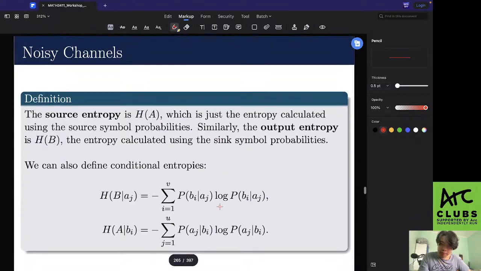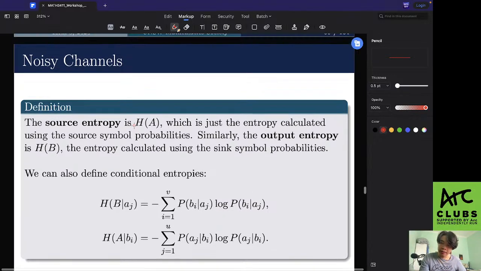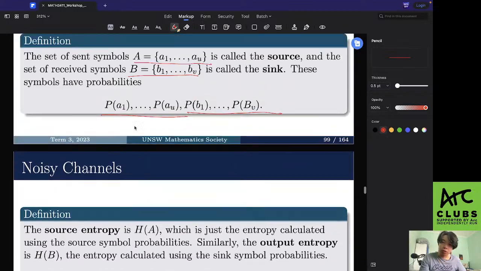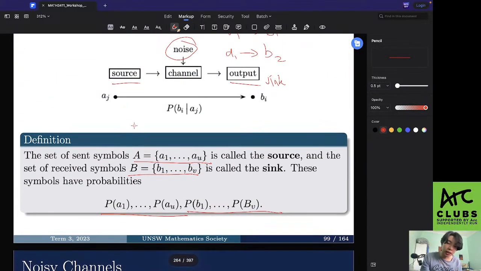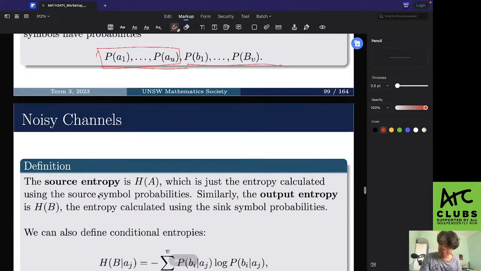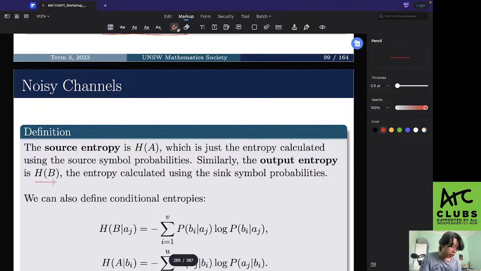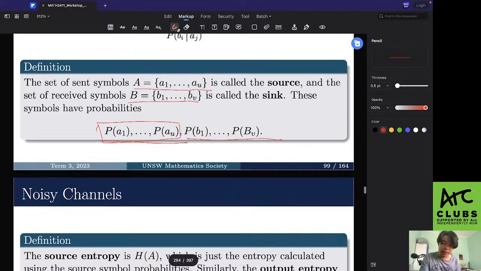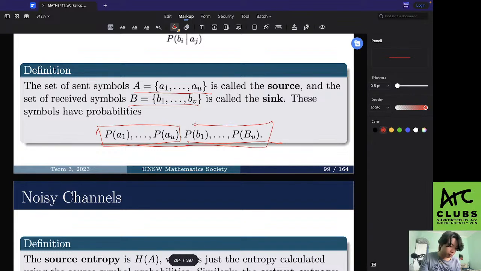So, what we might want to know is, how do we actually calculate the entropy of a noisy channel? Well, we first have HA, which is the source entropy. It's the entropy of all the symbols we're putting into the channel, and that's just the entropy using these probabilities. Similarly, we have HB, which is our output entropy, and that's just the entropy of the symbols that we receive, and that's given by the entropy calculated with these probabilities.